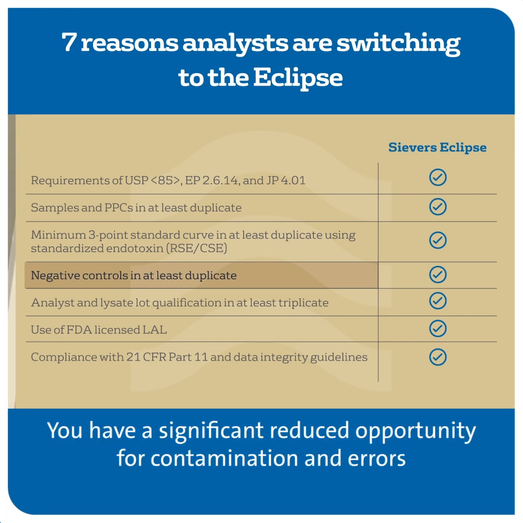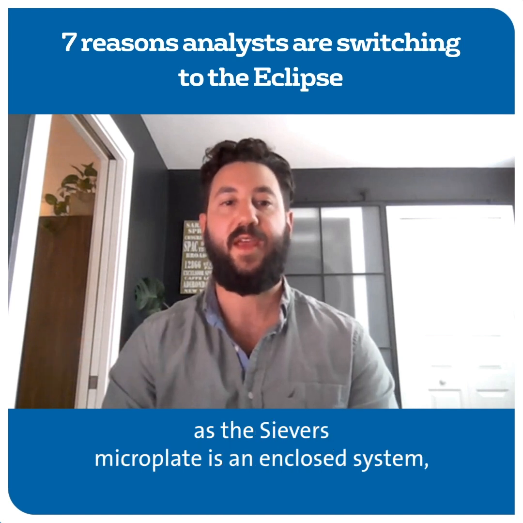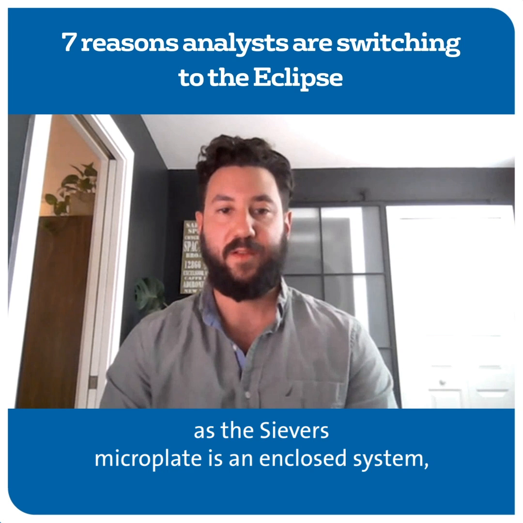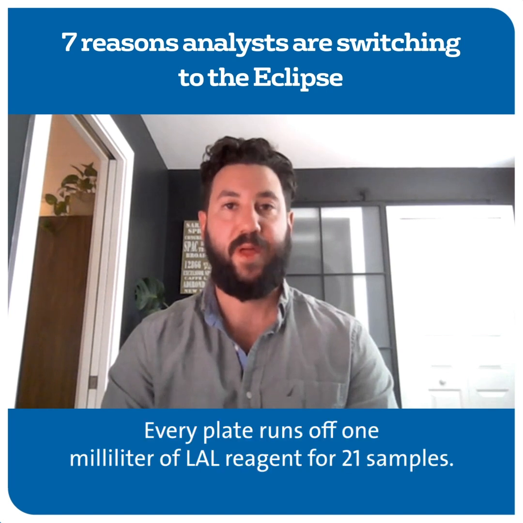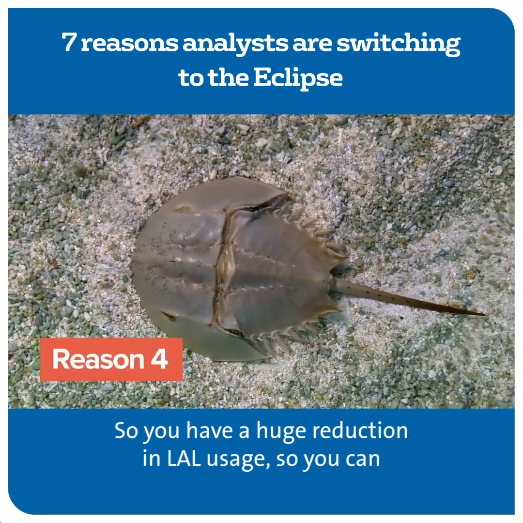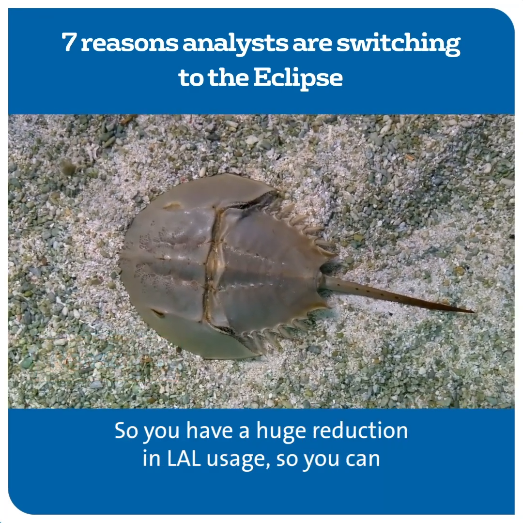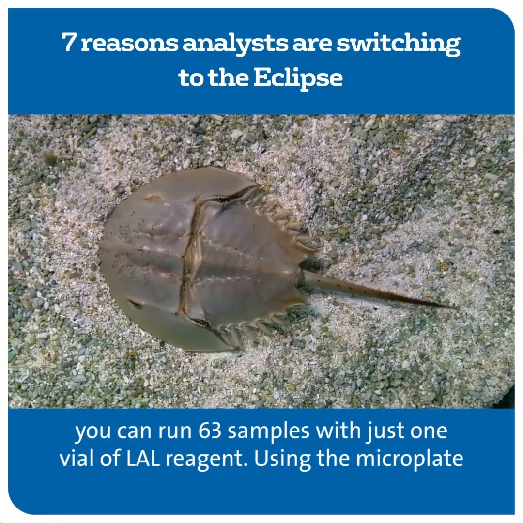automated as well. You have a significantly reduced opportunity for contamination and errors, as the Sievers microplate is an enclosed system, and you do not come in contact with any reference standard endotoxin that is on the plate. Every plate runs off of 1 milliliter of LAL reagent for 21 samples. So you have a huge reduction in LAL usage. So you can run 63 samples with just 1 vial of LAL reagent.